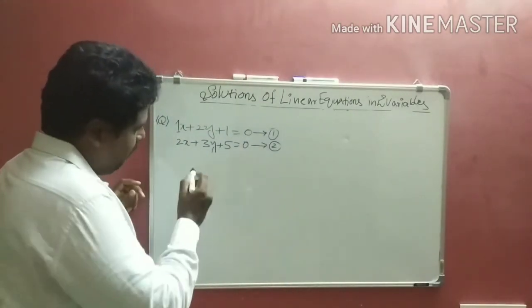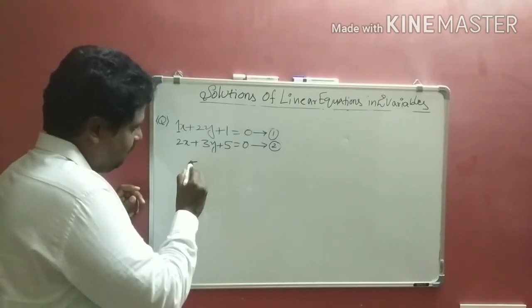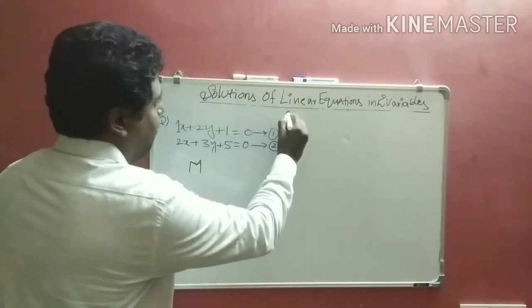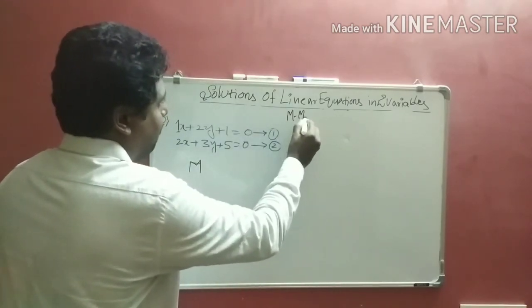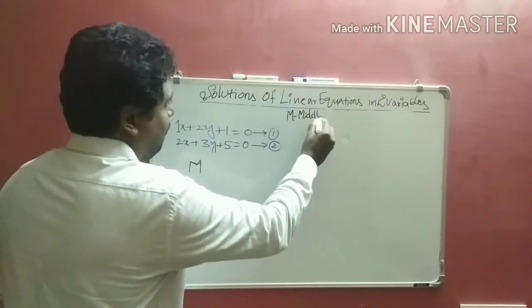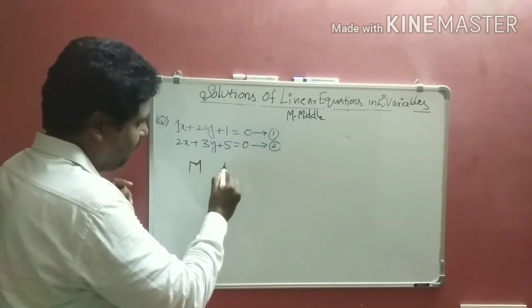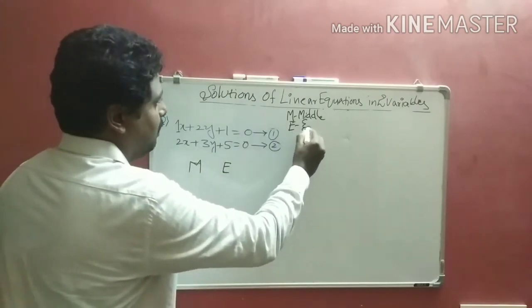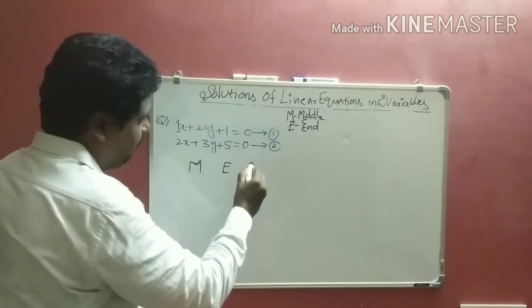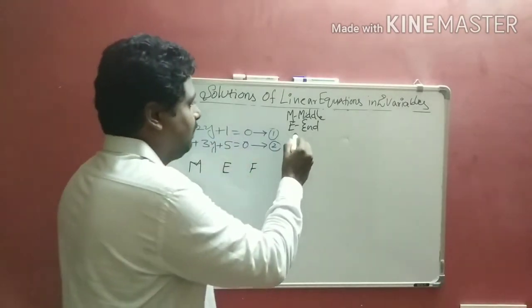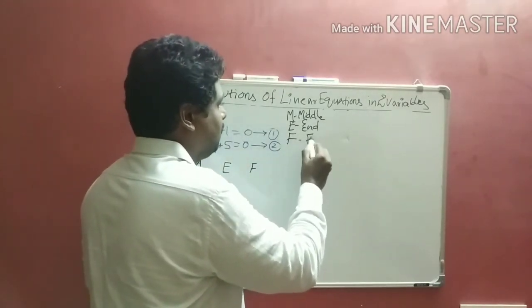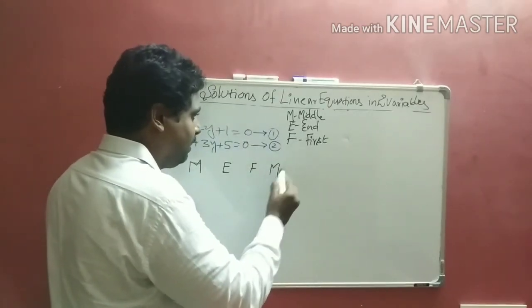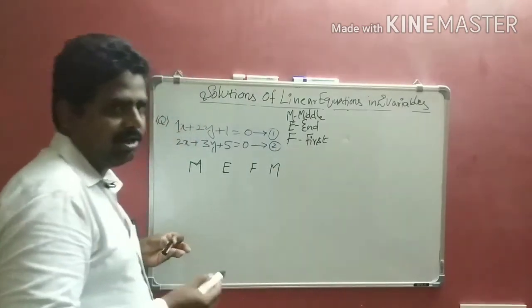For that method we have to write like this. M means middle, M, middle. After that E means end. After that F means first. After that again M means middle, no need to write that one there.